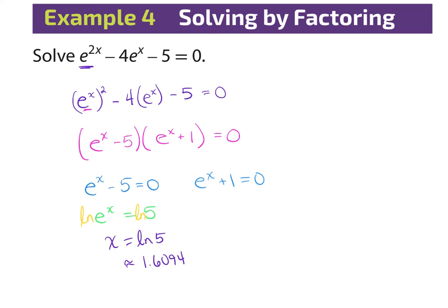What happens on this side over here? I get e to the x equals -1. If I take the natural log of both sides here, I get x equals the natural log of -1. What's the problem with the natural log of -1? It's imaginary. There is no real number that can take e, 2.718 whatever, and make it a negative number. We can make it a smaller number, a decimal, but we can't make it a negative number, okay? So this one does not exist, so the only solution here is going to be this guy.